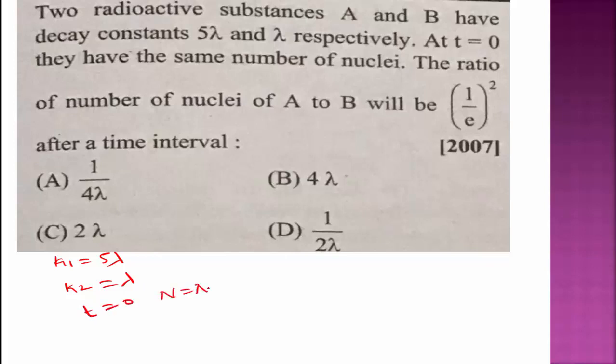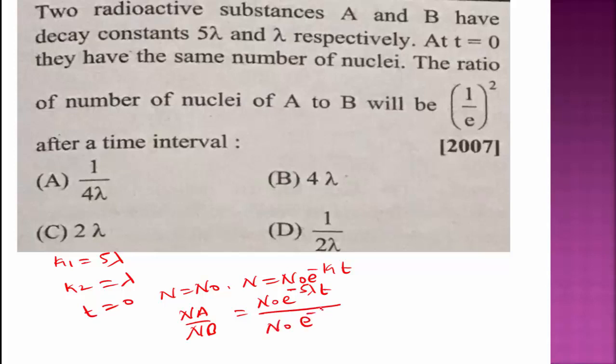Here in this case N is equal to N naught. It is equal to N naught e to the power of minus k into t. But the ratio of Na divided by Nb is equal to N naught e to the power of minus 5 lambda into t divided by N naught e to the power of minus lambda into t. Here it is in the form of 1 divided by e square.